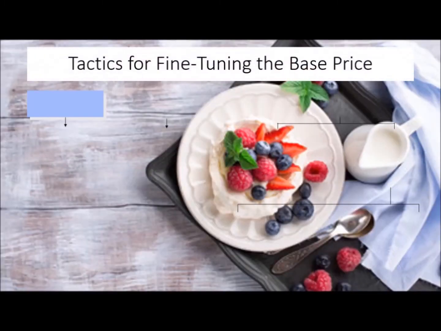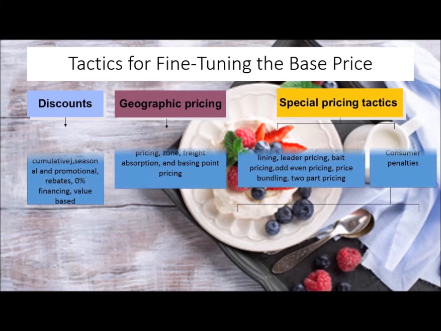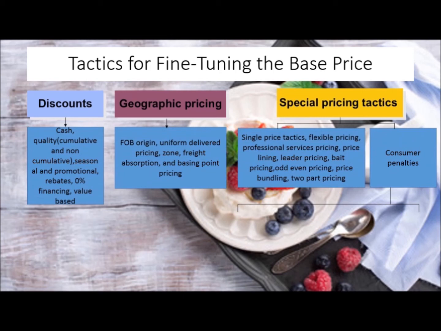Tactics for fine-tuning base price. There are 3 tactics. First, discount. Second, geographic. And third, special pricing tactics. In discount, there is cash, quality, cumulative and non-cumulative, seasonal, promotional, rebates, 0% financing, value based. In geographic, there is FOB origin, uniform delivered, zone, freight absorption and basing point.